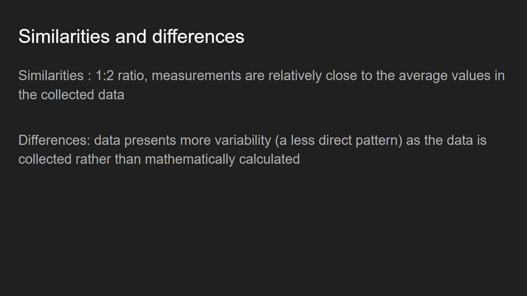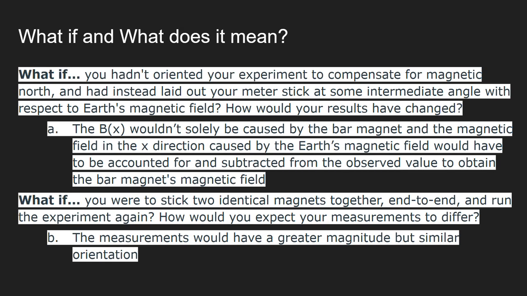Okay, so similarities and differences. Similarities between our data and our computation model is that there's a 1-to-2 ratio for that split between the perpendicular and parallel magnetic fields, and the average measurements in the computation model are relatively close to the average values in the collected data. And the difference is that the data presents more variability, and it's a less direct pattern as the data is collected rather than mathematically calculated.